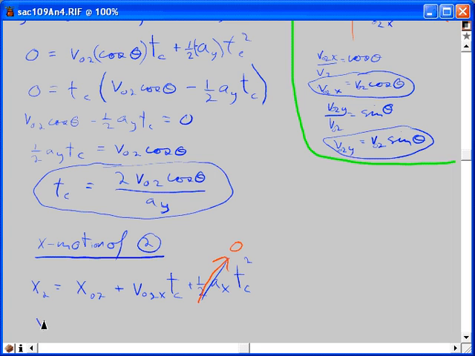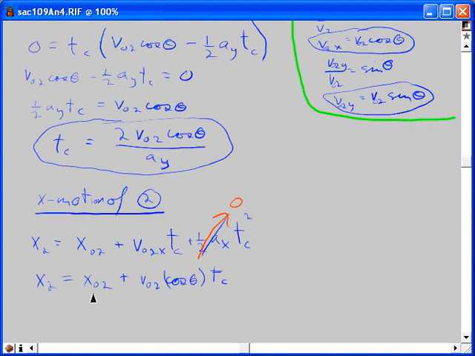Go ahead and substitute for the V02x what we found from our vector component diagram, V02 times the cosine of theta, and then multiplying all that times Tc. So I got an expression for the position of particle number 2 along the x-axis. We know it's on the x-axis because we forced the y to be 0 at time Tc.